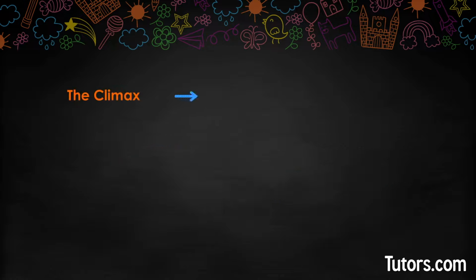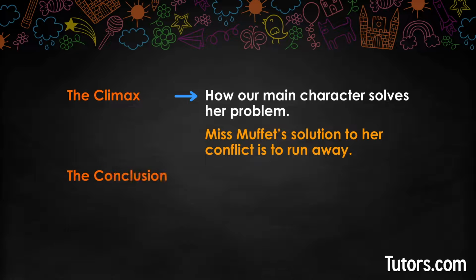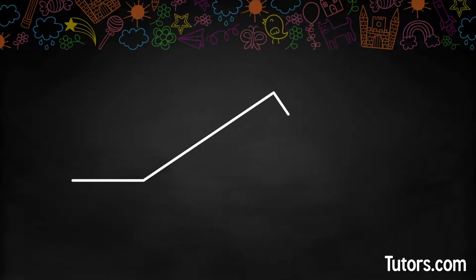The climax of the story is how our main character solves her problem. Miss Muffet's solution to her conflict is to run away. The conclusion of the story is abrupt. Miss Muffet left. Little Miss Muffet is not a complicated story, yet we can diagram its plot.